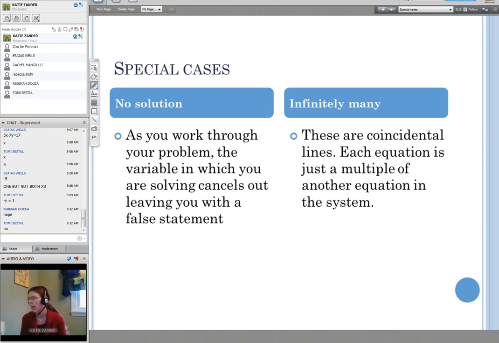You're going to run into that no solution when you're left with a false statement. I'll show you what a false statement actually looks like when we get it on the calculator. And if your variables drop out and you're left with a true statement, then we know that there's infinitely many. Again, I can show you what that would look like when we're working through it on the calculator.